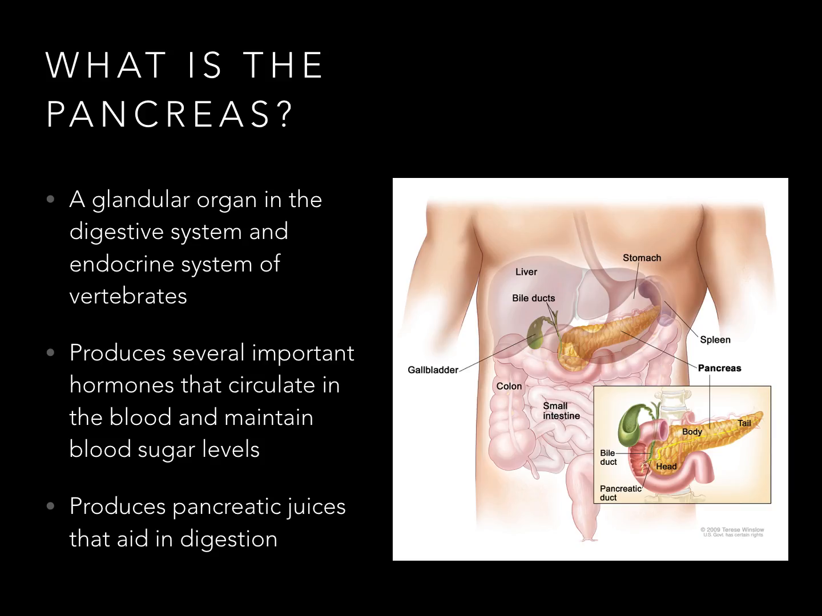What is the pancreas? The pancreas is a glandular organ in the digestive system and endocrine system of vertebrates. The pancreas is an endocrine gland producing several important hormones which circulate in the blood, as well as an exocrine gland secreting pancreatic juices that aid in digestion and absorption of nutrients in the small intestine.